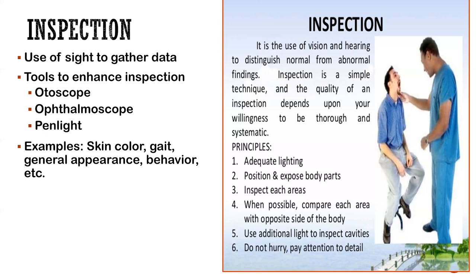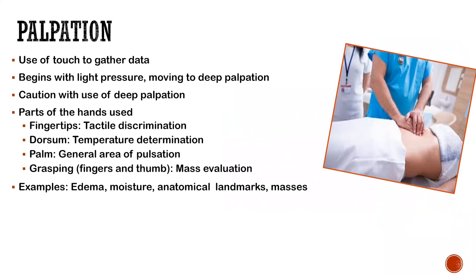And then palpation. So this one is the use of touch to gather data. When using palpation, we're assessing temperature, skin texture, and moisture, and anatomical landmarks, abnormalities like edema, which is swelling, or looking for masses, feeling tumors even, or areas of tenderness. All of this can be assessed by palpation, right? So it always begins with light pressure, moving to deep pressure, okay? There should always be caution with the use of deep palpation because sometimes it can cause more harm than good. So I would just stay at a moderate pressure level and not ever get too deep with that.